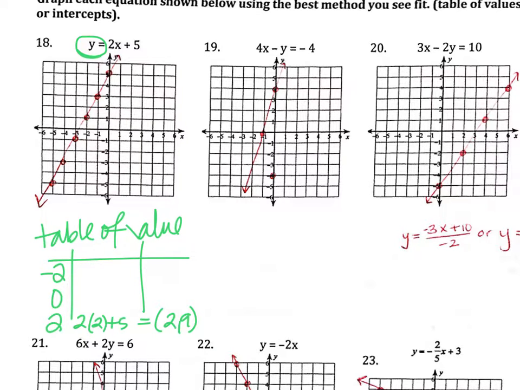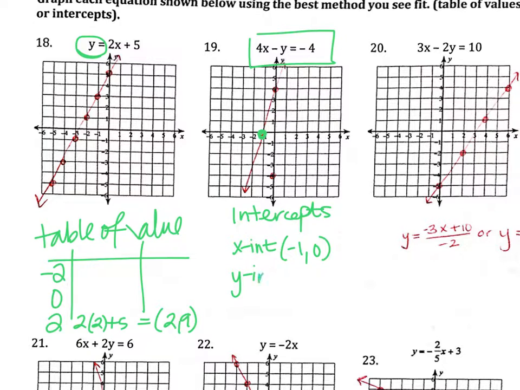Number 19 is already in standard form, so that would have been a good problem for intercepts. We're just going to do the cover-up method, and that gives me that the x-intercept is at -1, 0, so I plot that as its own point. And then my y-intercept is at 0, 4. All of these, because they don't give us a domain, are going to be continuous. So you want to connect those, make your line go all the way through your graph, and use arrows.